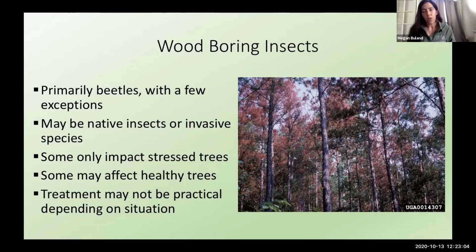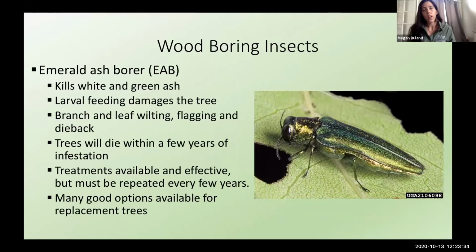We'll talk about a couple of exceptions, but very often, since these are stressed trees that are attractive to wood-boring insects, simply caring for those trees, proper mulching, proper watering, are things that you can do that will probably prevent you from having issues with wood-boring insects in your trees, or at least reduce the likelihood if you properly care for those trees and reduce any stress that they might be under. But an exception to this rule about reducing stress is definitely the emerald ash borer.